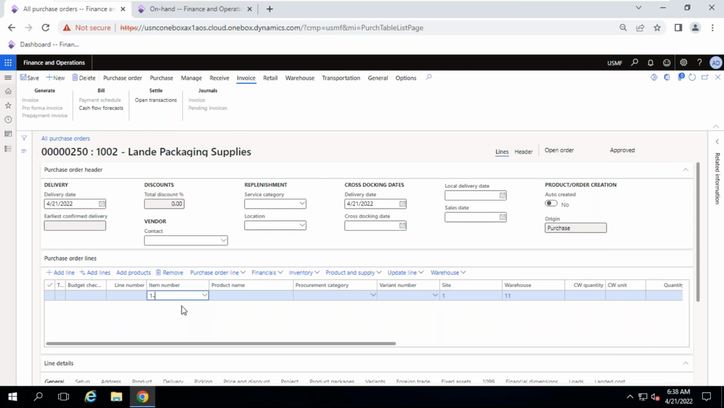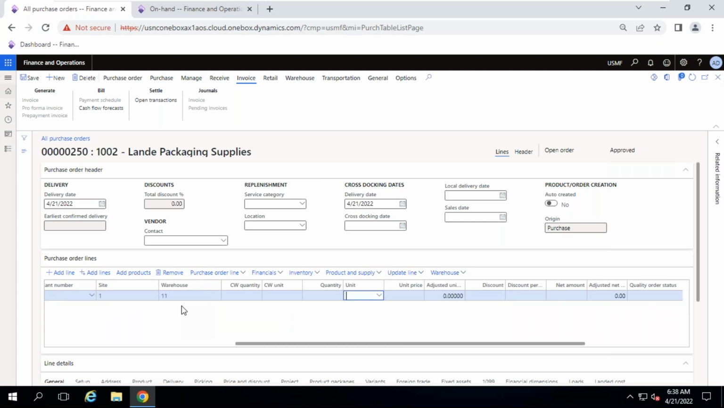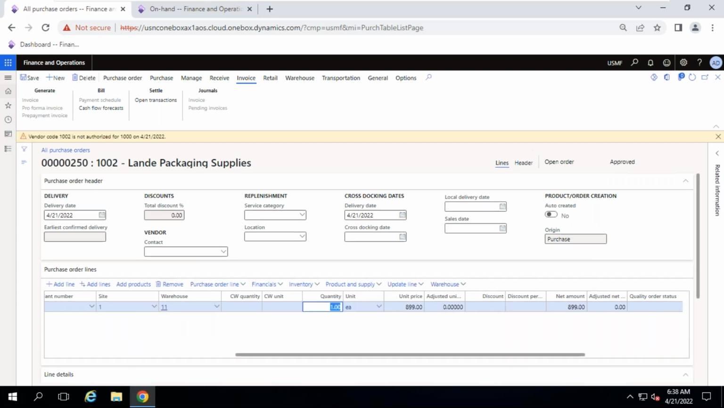Select the item. Suppose I'm entering quantity 3. Okay, here it is telling that vendor code 1002 is not authorized for 1000 on this date. It is not authorized. What does this mean?